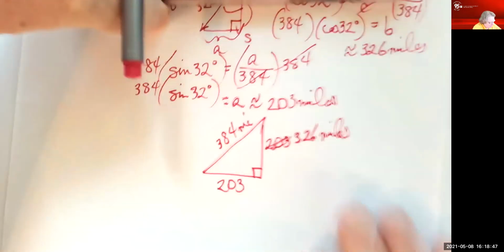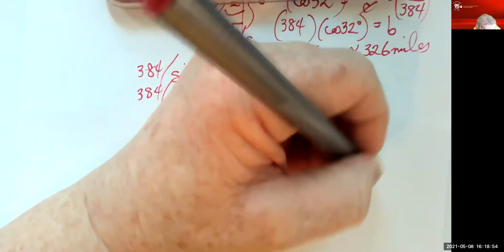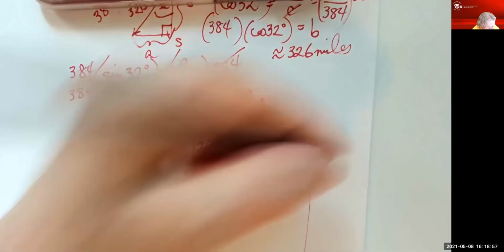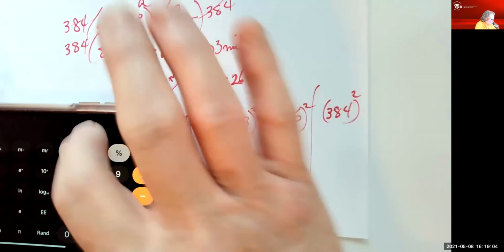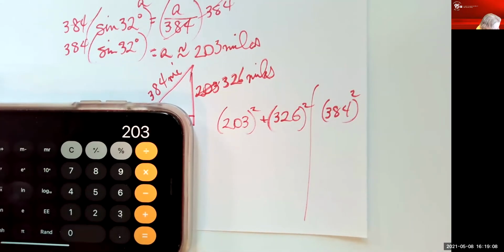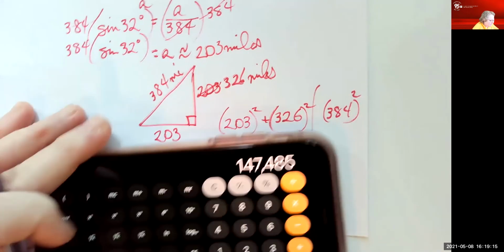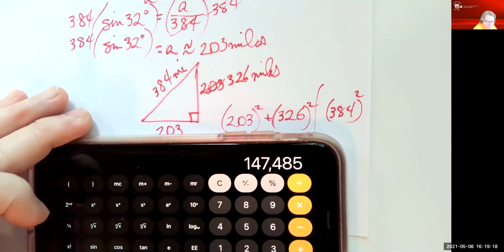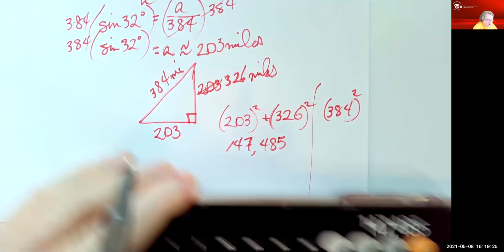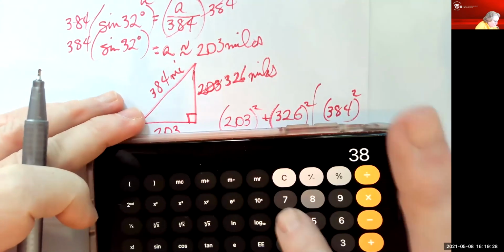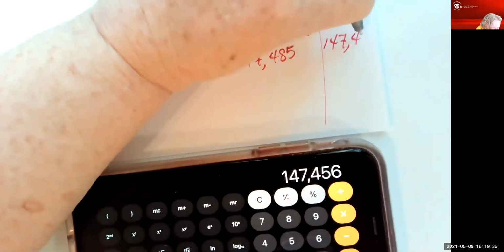Absolutely. We know the Pythagorean theorem. We know that 203 squared plus 326 squared should be equal to 384 squared. Let's see what we get. 203 squared plus 326 squared equals, on the left, 147,485. And on the right, we have 384 squared. We get 147,458.